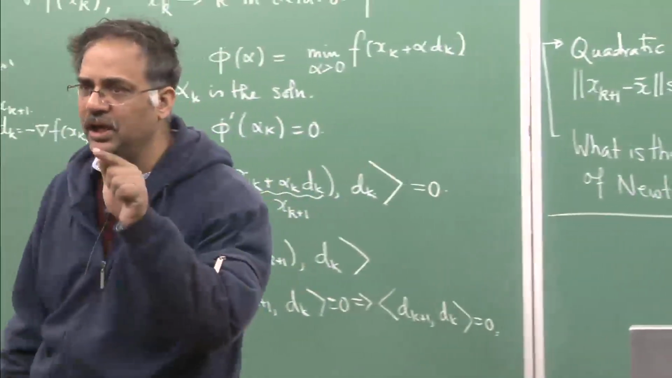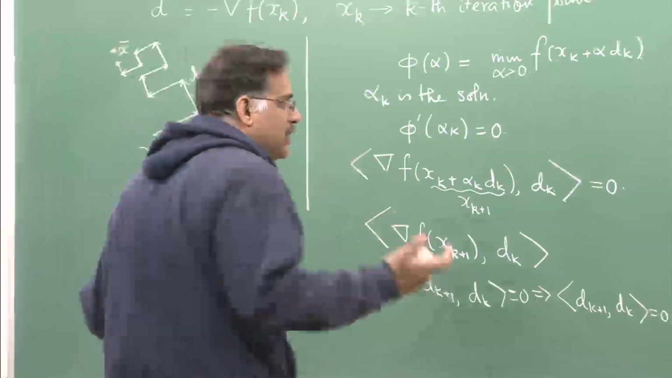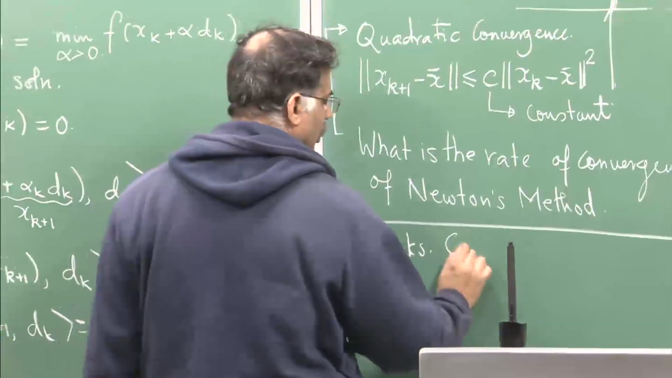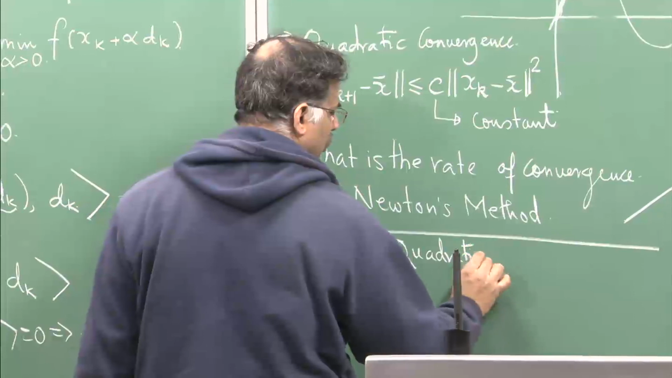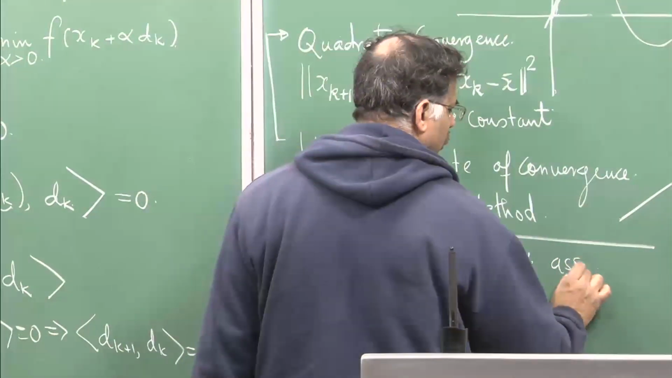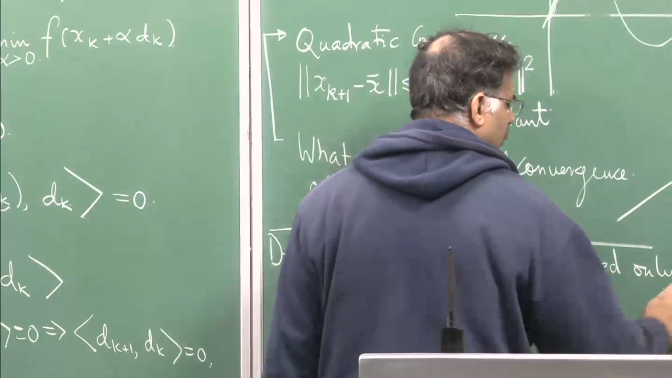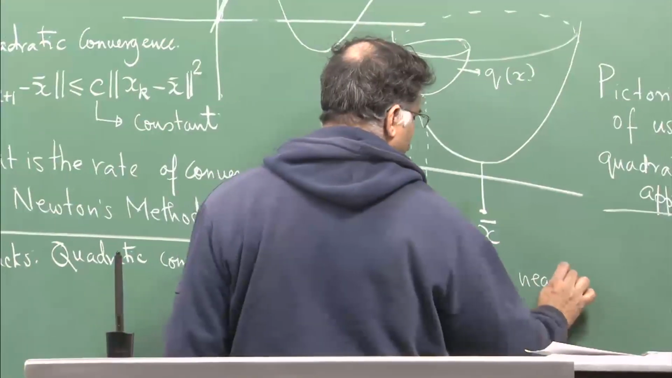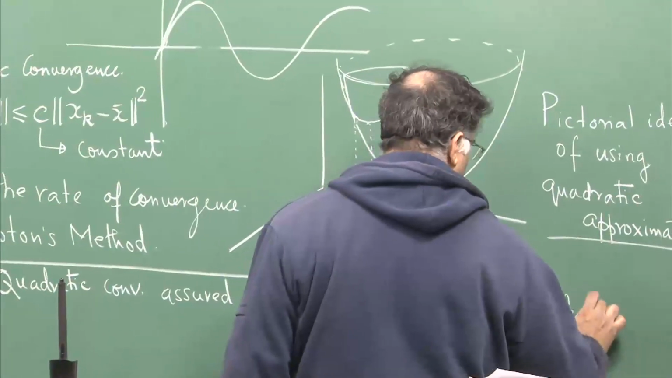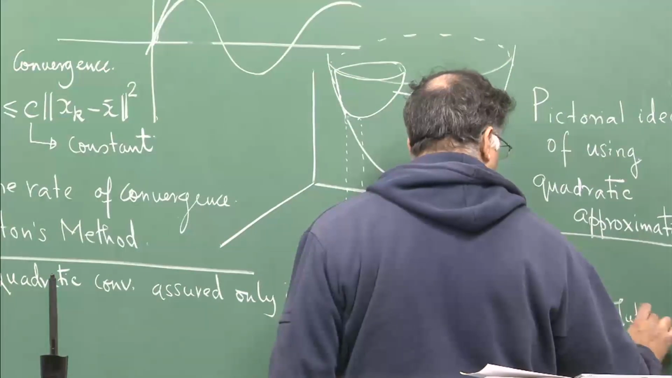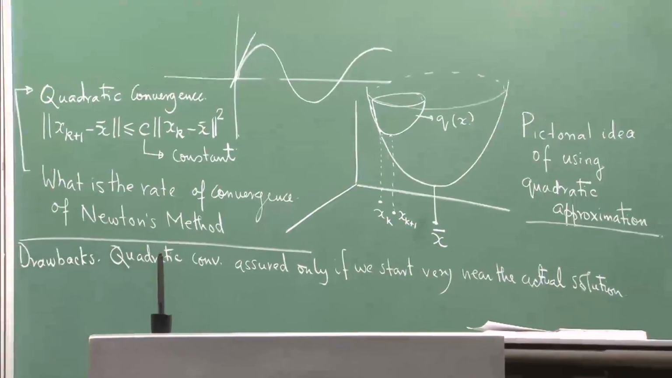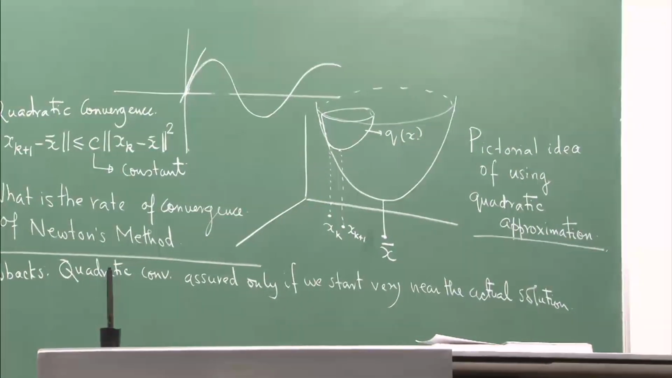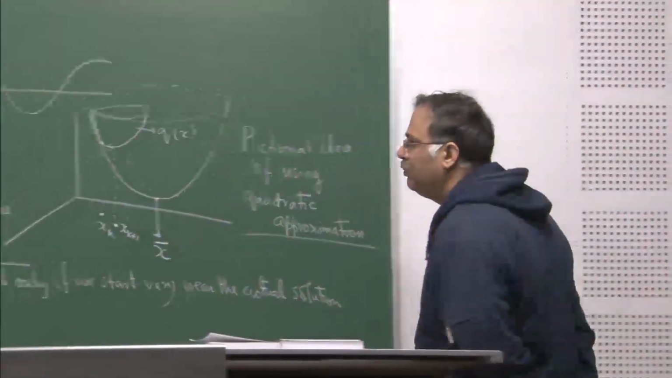quadratic convergence is assured if I start very near the actual solution, but how do I know what is the actual solution? So, the drawbacks are as follows. Quadratic convergence assured only if we start very near the solution, very near the actual solution. Now, this is a drawback.